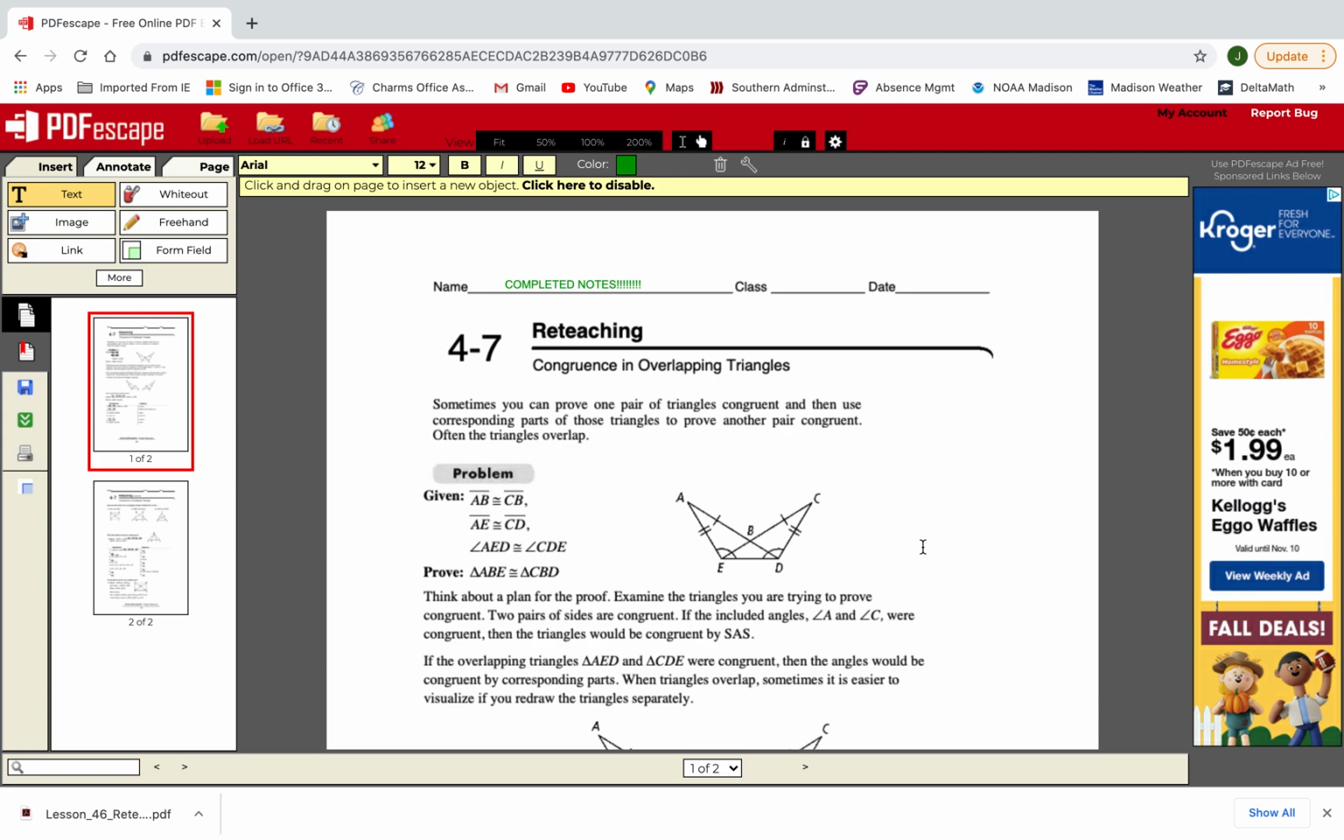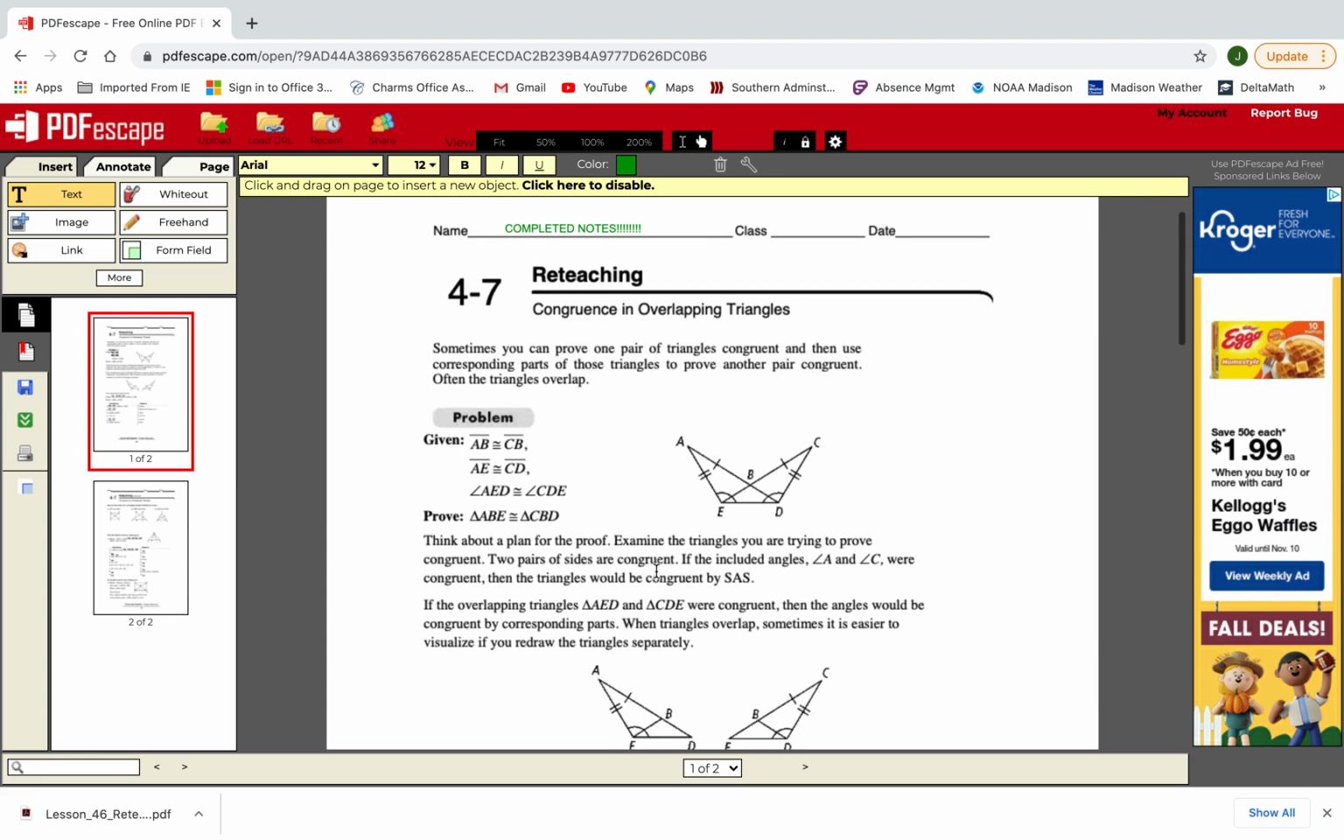Alright, everybody. So let's look at 4-7 reteaching, which is congruence and overlapping triangles. We're going to look at some notes here. We're going to cross out some proofs, and we're going to do a few problems. Sometimes you can prove that one pair of triangles is congruent, and then use corresponding parts of those triangles to prove another pair congruent, and often those triangles overlap.